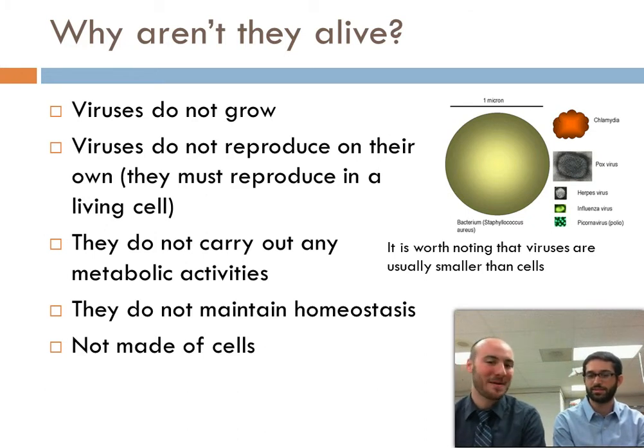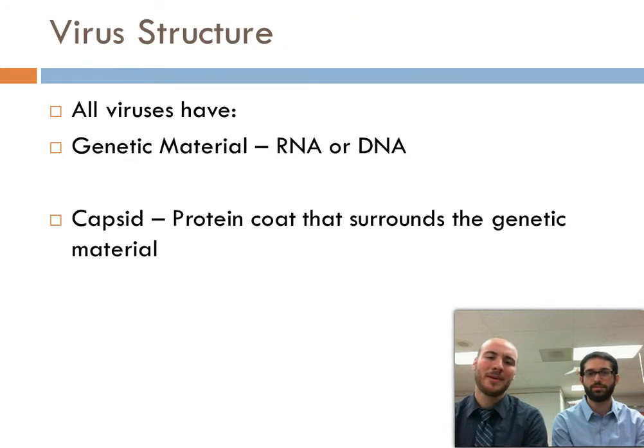And finally, viruses aren't made of cells. They're actually a lot smaller than most cells, even bacterial cells. You can see a little picture there to your right about how big they are. So real quick, some components of viruses. All viruses have two things. They have genetic material that can be DNA or RNA, and they have a capsid, which is made of protein and surrounds that DNA or RNA. Those are the minimum requirements.